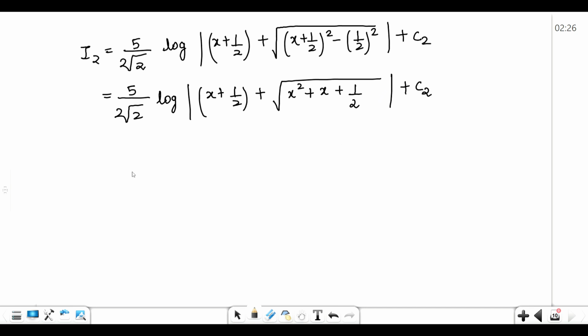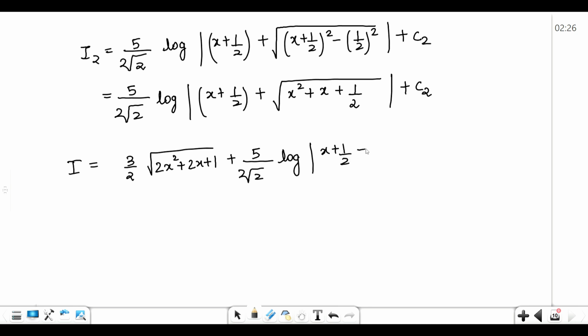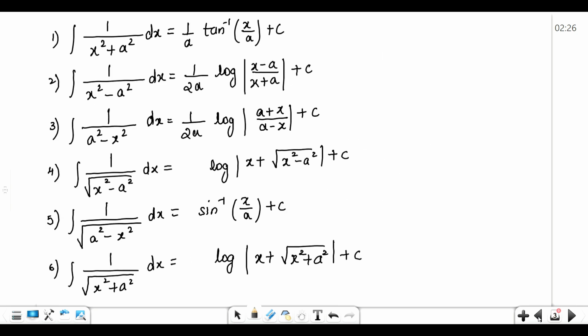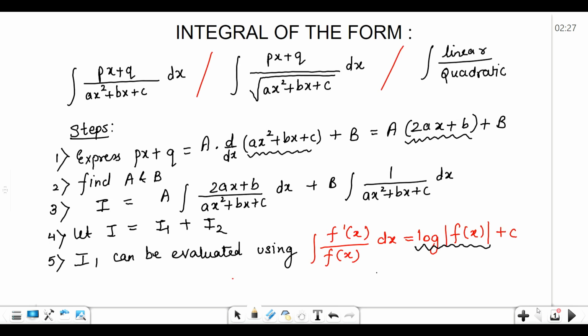Now the value of I would be 3 by 2 square root of 2x square plus 2x plus 1 plus 5 by 2 root 2 log x plus 1 by 2 plus square root of x square plus x plus 1 by 2 and plus c. Now this c is equal to c1 plus c2. You always have to mention this. So this is how we solve this kind of integral. Hope you have understood this. This is a very important form and it mostly comes for your exam.